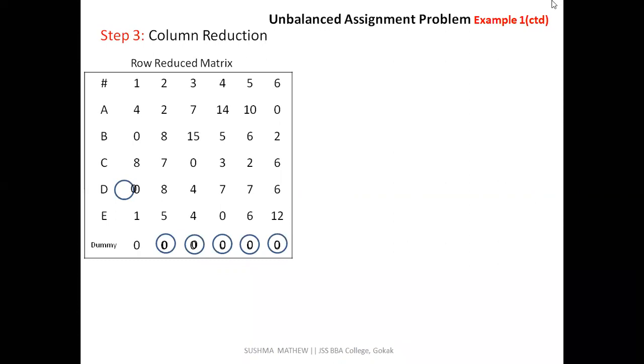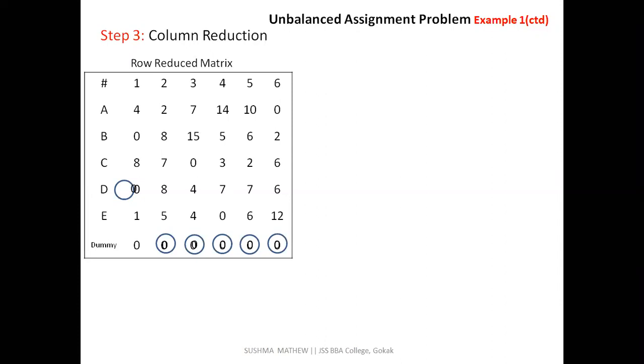Okay, now to do the column reduction, which matrix are we going to bring in? Is it the original matrix or the row reduced matrix? Shruti? The reduced matrix, ma'am. Yes, the reduced matrix we bring forward to do the column reduction. So now column wise go on checking the minimum elements. In the first column the minimum element is 0. Second column also has minimum element 0. Third column 0. Fourth column, fifth column, sixth column. All the 6 columns have 0 as the minimum element.